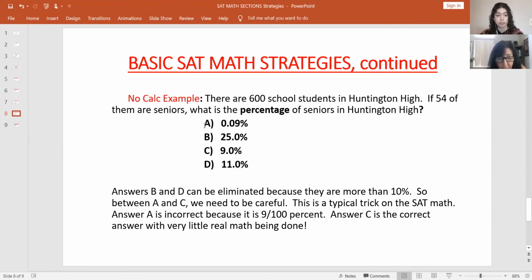A is incorrect because it's 0.09, which is our decimal as a percent, but it has the percent sign after it. So that's 900%, which would therefore be incorrect. So our correct answer is C, 9%, which you were able to do without a calculator, without creating an equation, and just by some basic percentage, 10% questions.